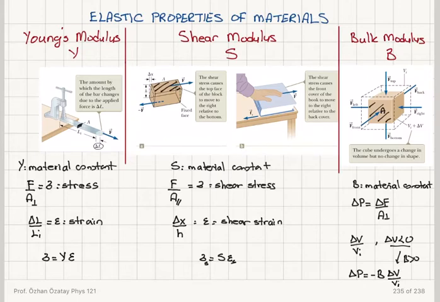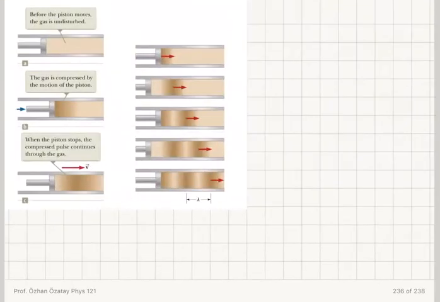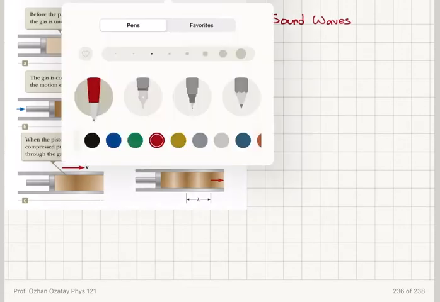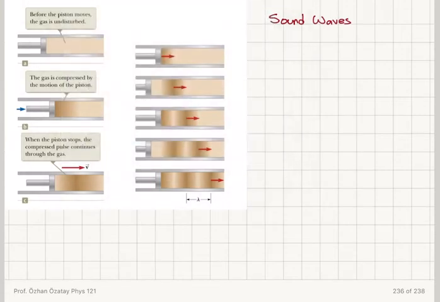Okay, after this review of elastic properties of materials, let's move on to sound waves. So sound waves, you can think about longitudinal waves of pressure and density. So the first thing is that they are longitudinal. That's my first point. Longitudinal pressure and density waves.